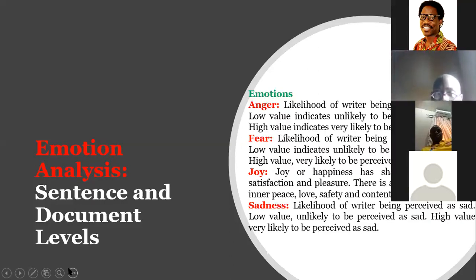Now, these people that develop this particular software that we are talking about today, they are the ones that define what they meant by anger. So this is just like when we want to use content categories, and your supervisor is telling you, tell me the meaning of these particular keywords or categories that you're talking about. So these people have said anger: the likelihood of the writer being perceived as angry. So low values indicate unlikely to be perceived as angry. Then we also have here the likelihood of the writer being perceived as scared. Low values indicate unlikely to be perceived as fearful.